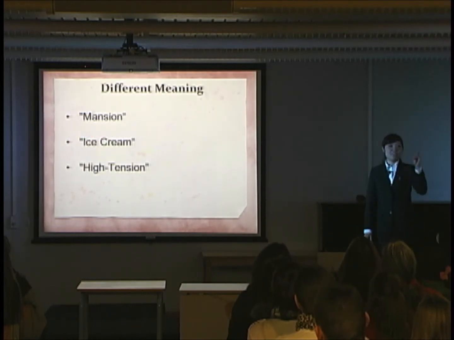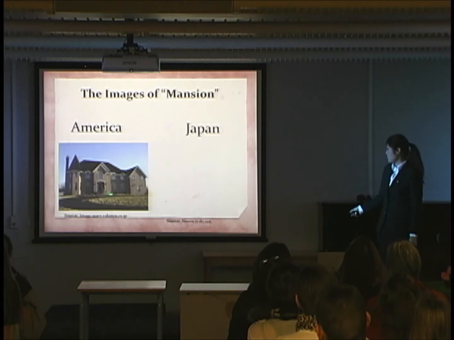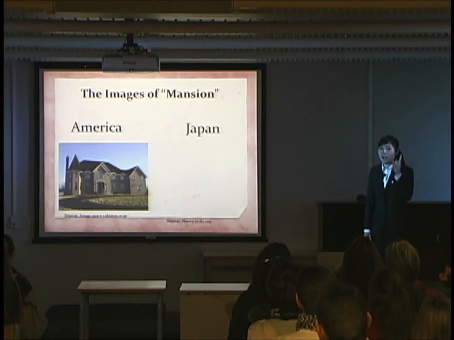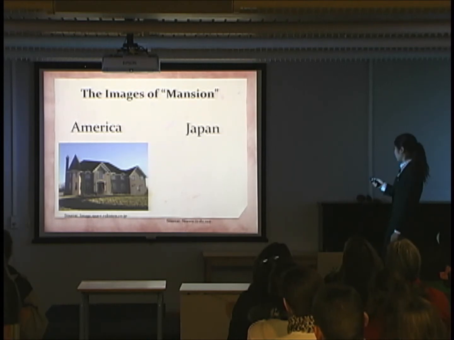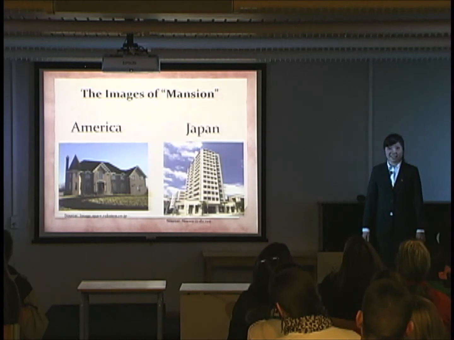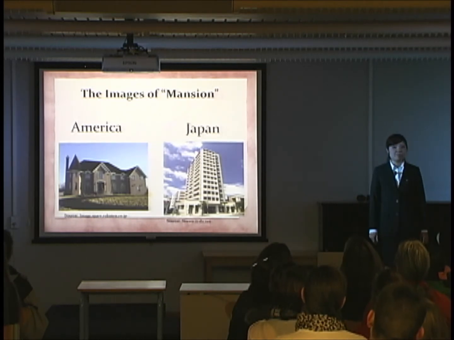Third one is different meaning. For example, mansion. The American image of mansion is this picture. It is a big fancy house and only one family lives in this house. How about the Japanese image? What do you think? It's just an apartment. Many families live in this building together.